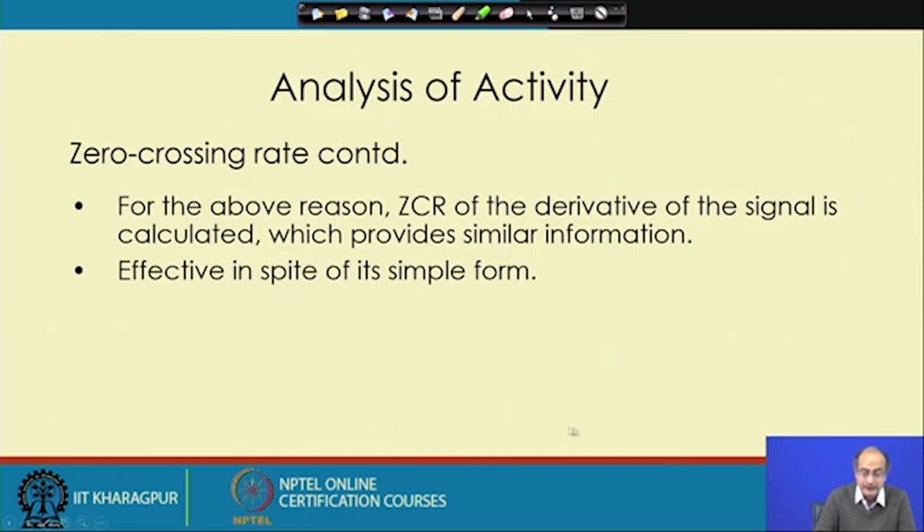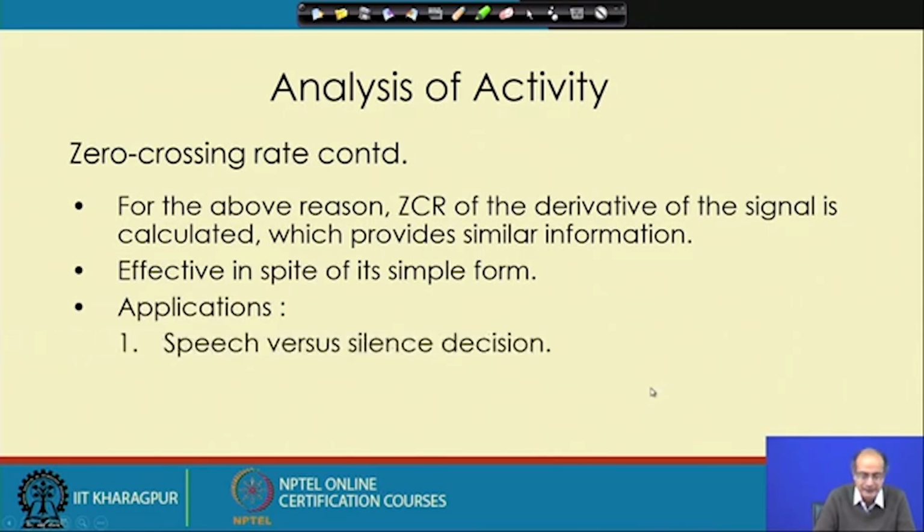Now, one of the key attractions of the zero crossing rate is that it is very simple, but it gives us some idea or notion of the frequency of the signal. That is why it is so attractive. And let us now look at the applications of it.